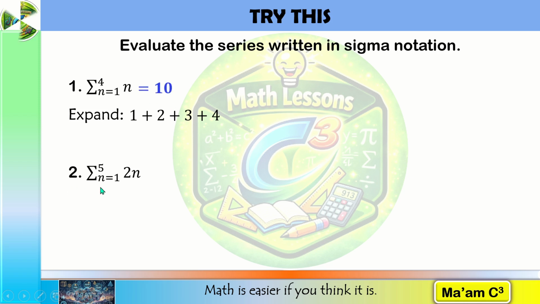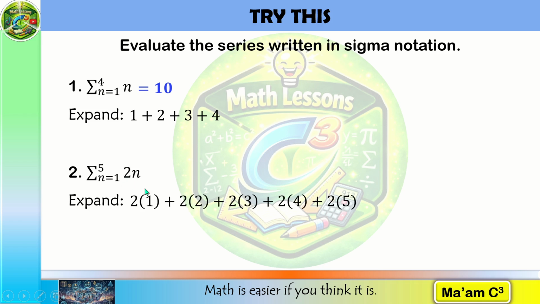Number 2, summation of 2n from 1 to 5. So we're going to expand first. 2 times 1 plus 2 times 2 plus 2 times 3 plus 2 times 4 plus 2 times 5. This is 2, this is 4, 6, 8, 10. So we have 2 plus 4 is 6 plus 6 is 12 plus 8 is 20 plus 10 is 30. The sum is 30. Let's have some more.